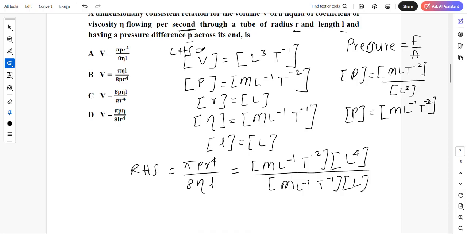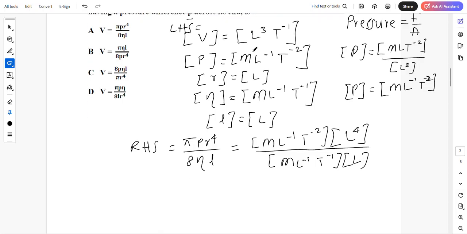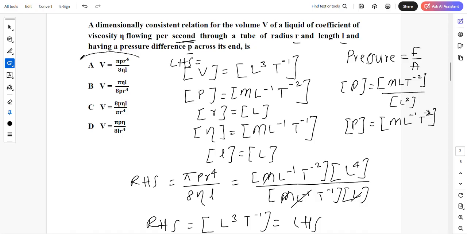Let us see whether we are getting the LHS. LHS is V. V is what? Volume per second. Per second is very important, not just volume. That is the liquid flowing. Now RHS is equal to, let us calculate, M gets cancelled. L to the power of minus 1, L gets cancelled. L to the power of 4, L cube. Minus 2 plus 1 means minus 1. That is same as the LHS. This is the right option.